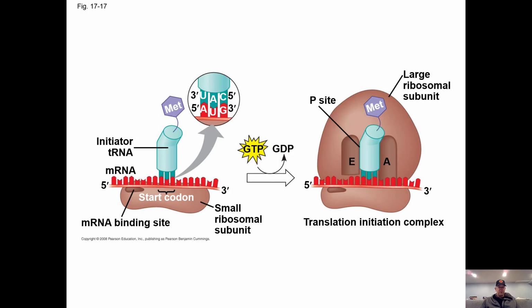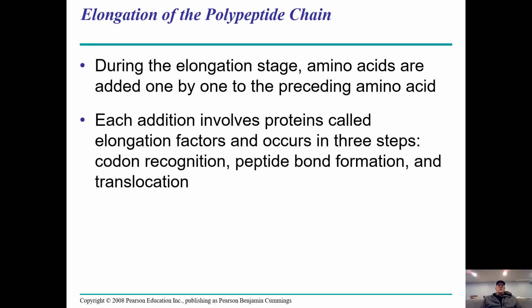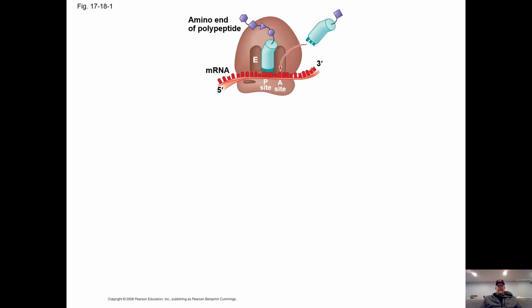So initiation, we have the small subunit. It ends up linking up with this transfer RNA, and then it binds with the messenger RNA. All right. Then the large subunit lands on top of everything. Boom. That is initiation. It's not a whole lot to it, but it gets everything started up. Then we get to elongation, where everything is occurring.